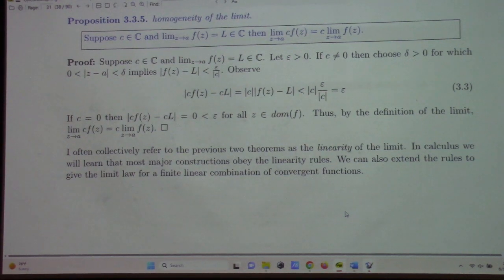Let's see here. So here's the proof that you can pull a constant out of a limit. Basically, you just make your delta equal to, let's see here. Did I ever pick the delta?